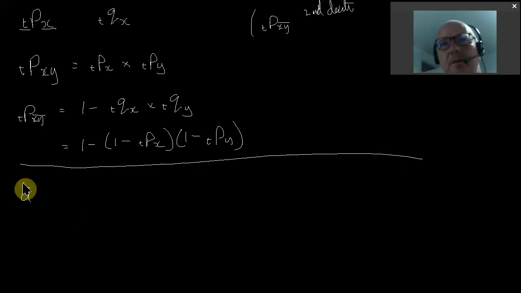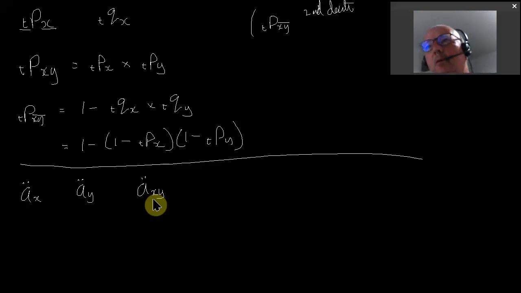We're given a table of A.X, we're given a table of A.Y, or annuity due X and annuity due Y, and we're given a table of annuity due on the joint life of X and Y while they're both still alive.